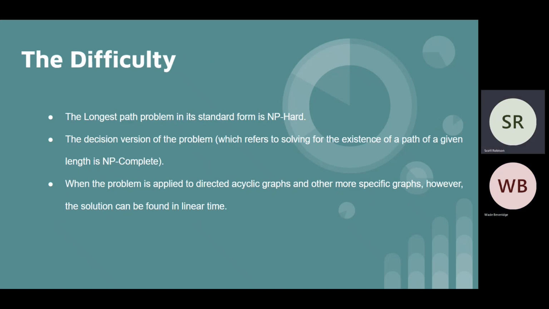When we were researching the difficulty of the longest path problem, we found that the difficulty varies based on different applications of the problem. In its standard form, we found it to be NP hard. And if you were to reduce it to the decision version of the problem, which basically refers to solving for the existence of a given path with a given length, that difficulty is NP complete. However, when you apply it to a directed acyclic graph, the difficulty reduces even further to linear time.